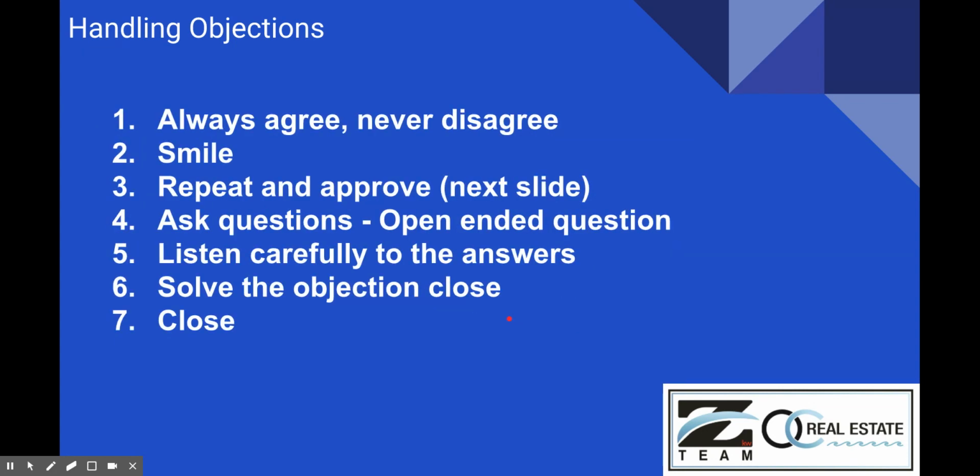Okay, so here's a seven-step formula for handling objections with a client. So let's assume you're talking to a for sale by owner and they give you the objection, I like you, but I don't want to work with a real estate agent because I want to save commission selling the home on my own. So here's a seven-step template for handling that. Step number one is always agree, never disagree.